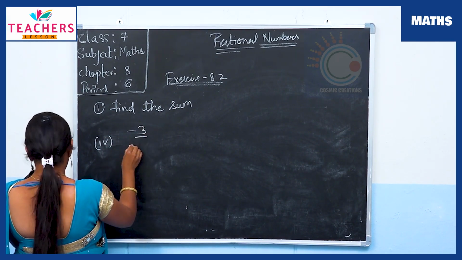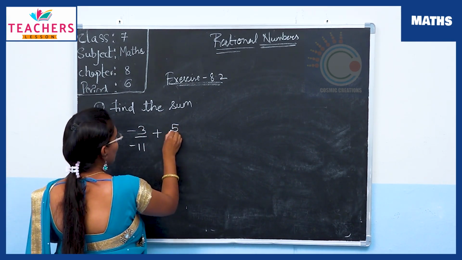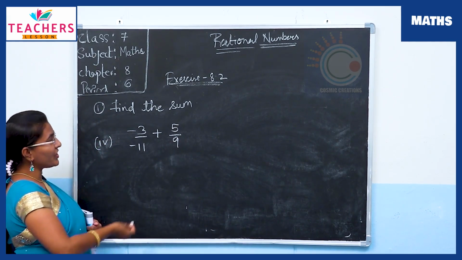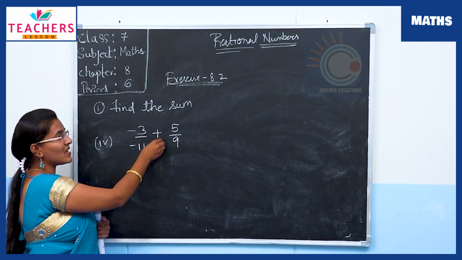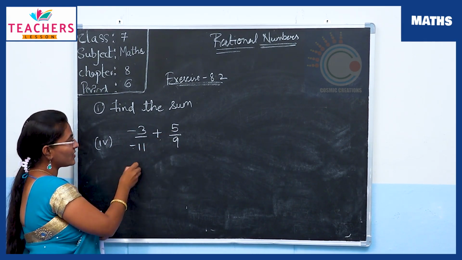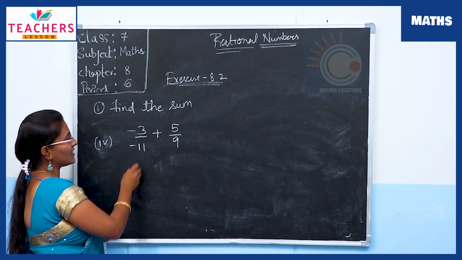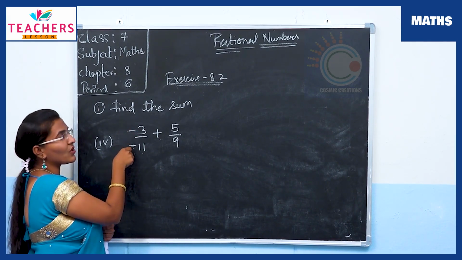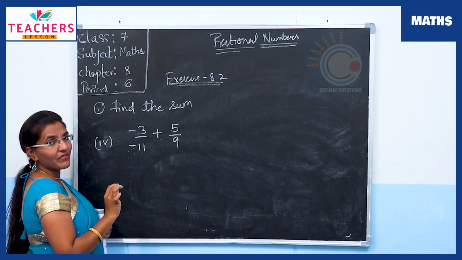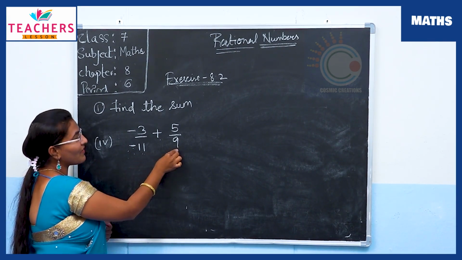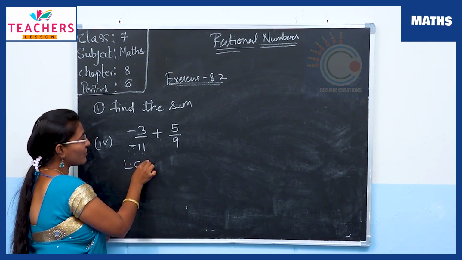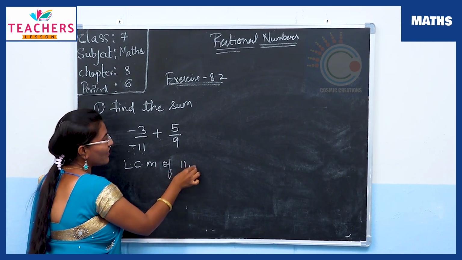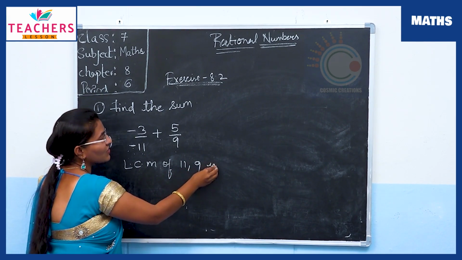Minus 3 by minus 11 plus 5 by 9. Students, carefully observe the question given. How do you do this? Minus is the same for both, right? Can you cancel out directly? No, don't do it now itself. Let's solve. So, 11 and 9. What do we have to do first? LCM, because both the denominators are not the same. LCM of 11 and 9 is how much, students?